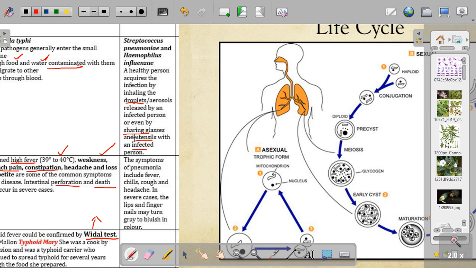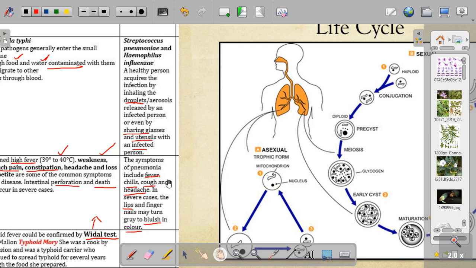The symptoms of pneumonia include fever, chills, cough, headache, and in severe cases, lips and fingernails may turn gray to bluish in color. Okay, so these are some of the symptoms.